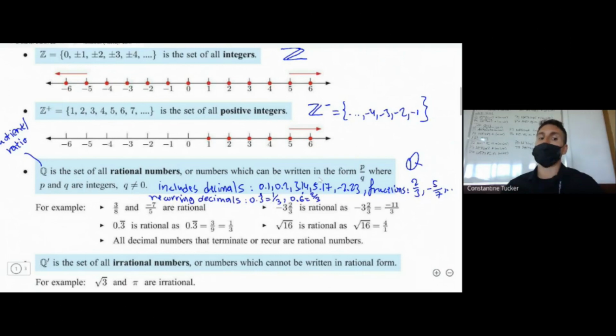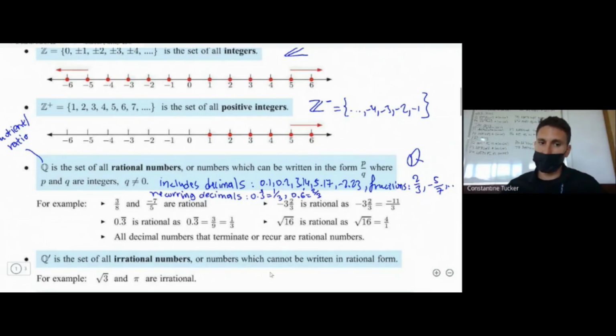So you might get a question like, is 0.3 recurring rational? You will say, yes, it is, because you can write it down as 1/3. Is the root of 16 rational? Yes, because in fact, they're trying to trick you here. The root of 16 is actually equal to 4, which is 4/1. So yes, it is rational.